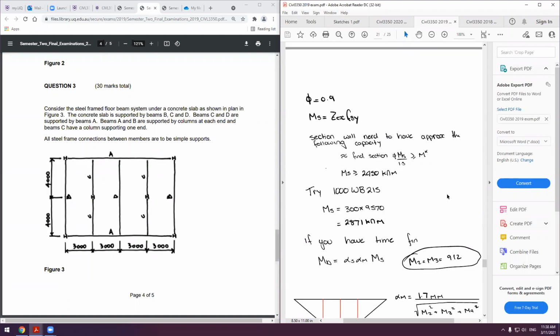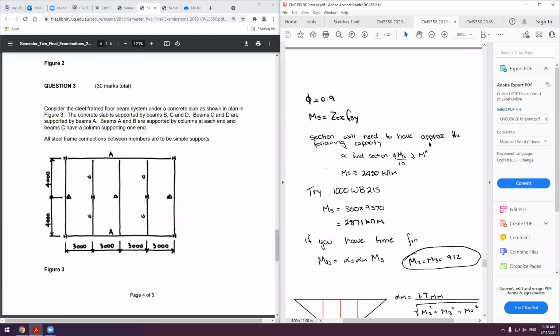Then we are calculating our section capacity. So find what phi Ms is approximately. Again, we're using that 1.5 to find that approximation between a member capacity and our section capacity. It is just an approximation of dividing by 1.5.